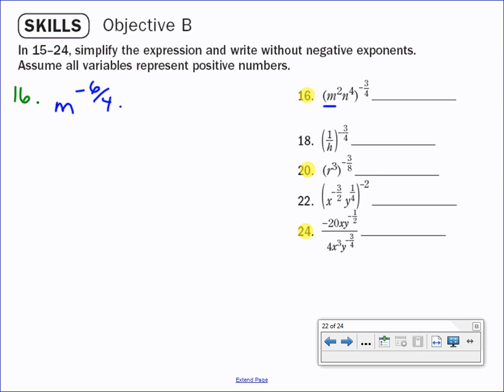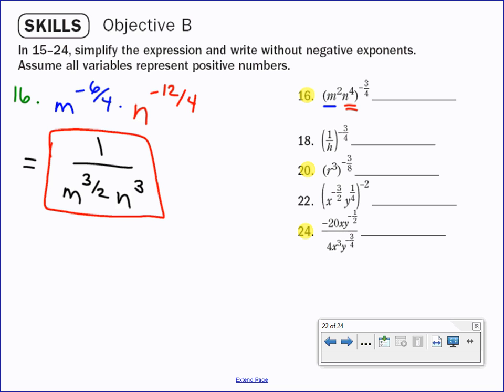And n to the 4th raised to the negative 3/4 would be n to the negative 12/4, which is going to reduce nicely, I think. That's the same as 1 over m to the positive 6/4, which is m to the 3/2. And 1 over n to the negative 12/4 is the same as n to the negative 1/3, so that's n cubed. So it looks like my final answer is 1 over m to the 3/2 n cubed.